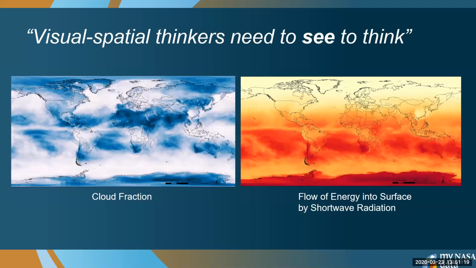So on the slide, what you see here is an image of cloud fraction and an image of the flow of energy into a surface by shortwave radiation. And you can start to see the patterns right away: in the areas with high cloud cover, less shortwave radiation is at the surface. And so I'm showing you this just because I feel that it's one thing to be told about a relationship between two scientific variables, but it's a completely different thing to see it. And I think that resonates with a lot of people. So I feel that GIS is a tool that can really help us improve our understanding of a lot of different scientific concepts. Next slide.